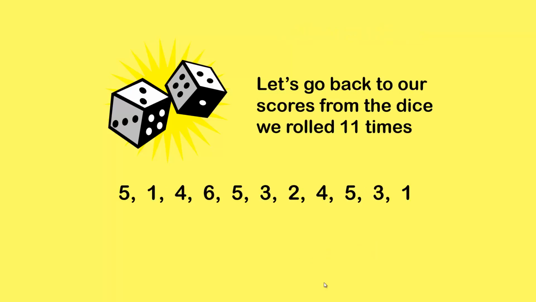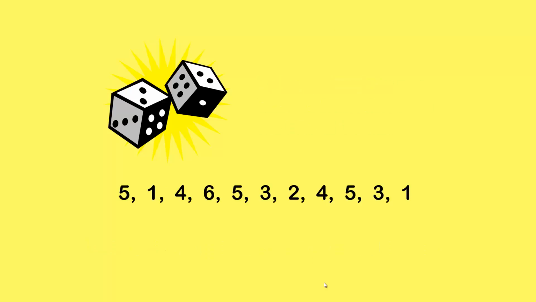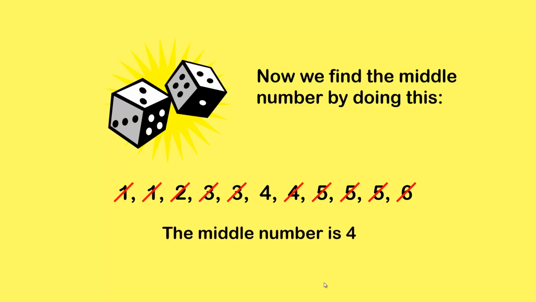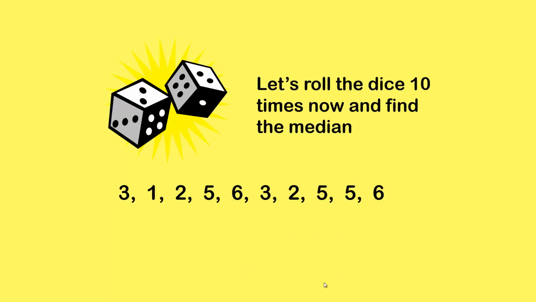Now let's go back to our scores when we rolled the dice 11 times. Now we're going to put the scores in order. There we go, that's in order. And we're going to find the middle number. Now to do that, we're going to cross one off the front, one off the back, one off the front, one off the back, front and back, and front and back, front and back. Oh, we've got the middle number. The middle number is 4, and that's got a special name, and that is called the median. So the median is the middle number, once we put all the numbers in order.